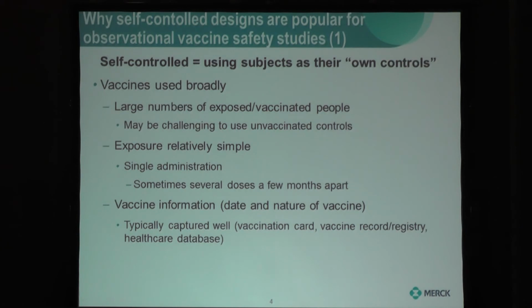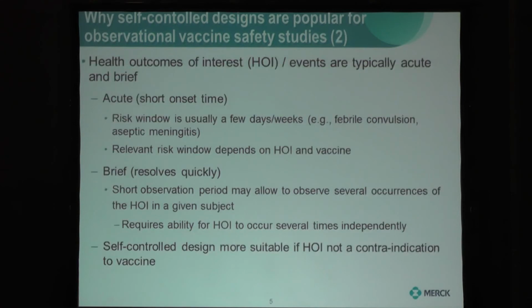So the large number of exposed vaccinated people is one characteristic of vaccine safety studies. The exposure, on the other hand, is relatively simple. It's usually a single dose, or sometimes just 2 or 3 doses, a few months apart, so a very easy exposure compared to drug exposure, for example. And vaccine information is usually well recorded, well captured in different ways, vaccination booklets, cards, etc. So you have this information on the exposure pretty handy.